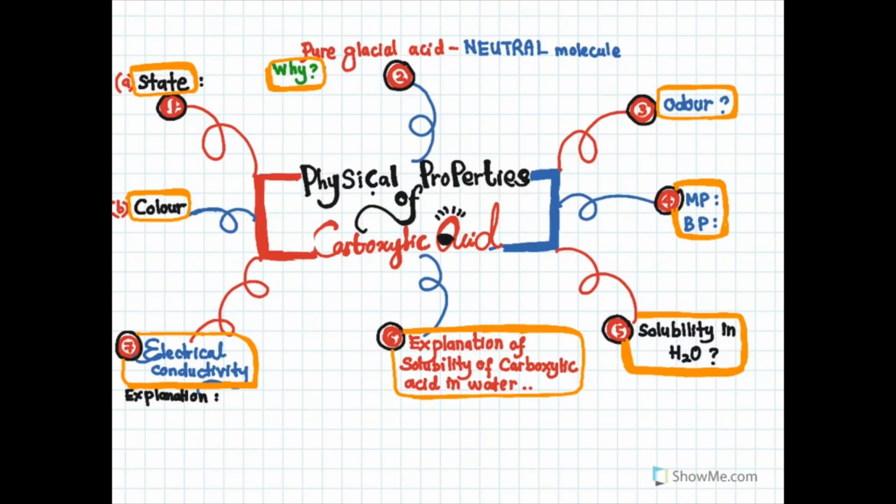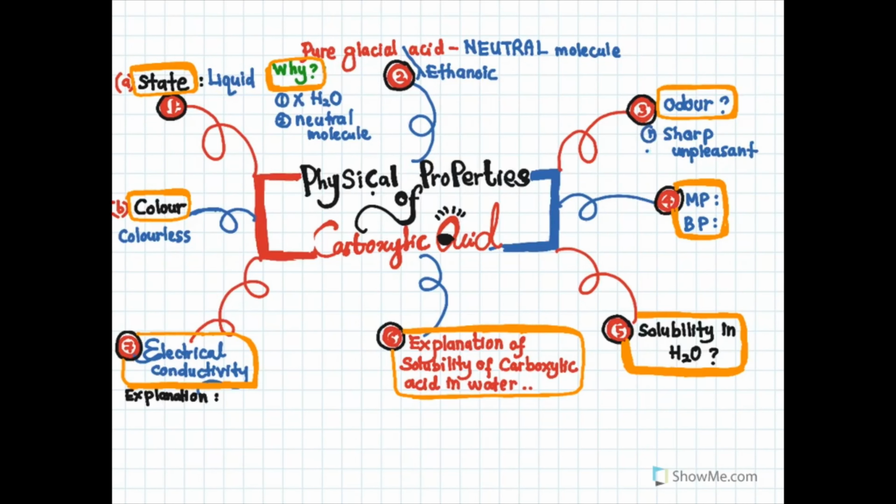Now, let's move to the physical properties of carboxylic acid. Carboxylic acid occurs as liquid at room temperature. It is a colorless solution. Pure glacial acid such as glacial ethanoic acid is a neutral molecule. Why? It is because it does not contain water. Carboxylic acid normally has a sharp and unpleasant odor. Usually, it has a pungent smell like vinegar.